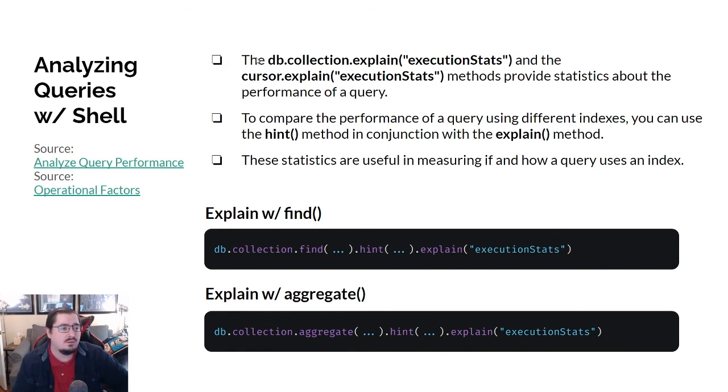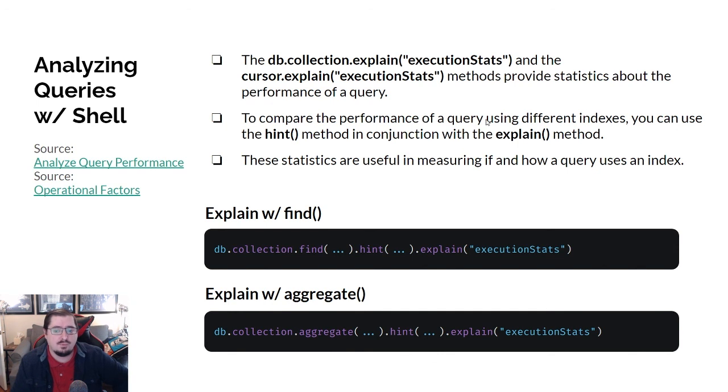So in here, the way to do this, and this is going back to the shell, I would say db.collection.explain, explain execution stats. So explain execution stats, you can call that on a collection or you can call that on a cursor. Those will give you different pieces of information that provide statistics about how your query ran. How many records did it have to look at?